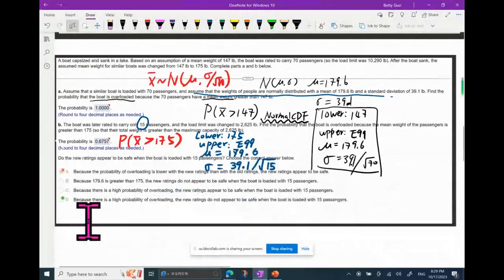Part C. Do the new readings appear to be safe? The probability that the boat is overloaded is almost, rounded up, 68%. That's a large probability. I don't think it's safe. It's about people's life and death, right? Yes, you know, high or low depends on the context. In this case, it's about people's safety, life. So that's a high percentage for sure.